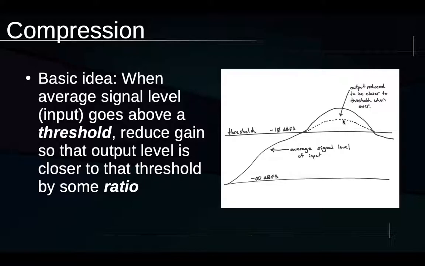threshold by some ratio. For example, in this diagram here, the solid line is the input level. We can see it goes this much over the threshold. And if we had a ratio of 2 to 1, that overage here gets cut in half, or in other words, the output level becomes twice as close to the threshold as it was before.